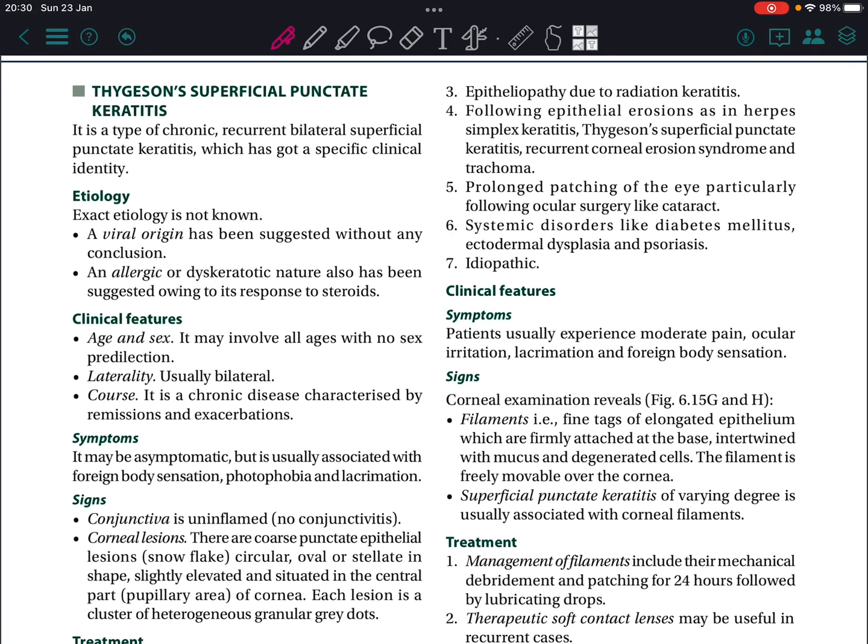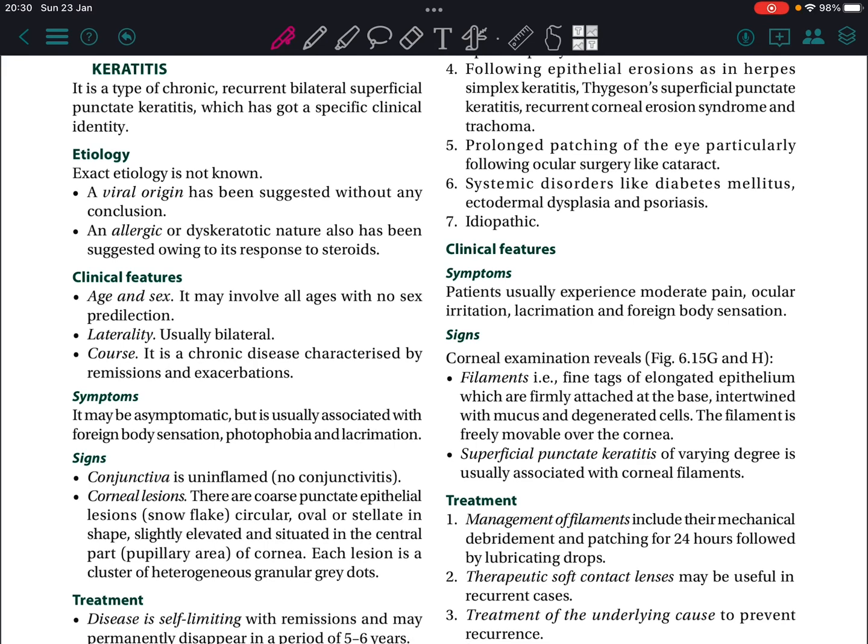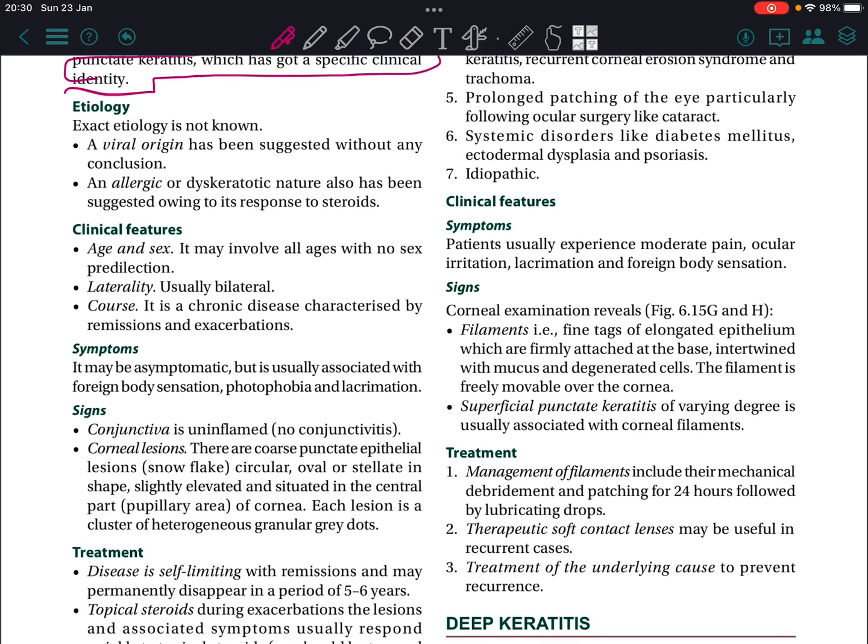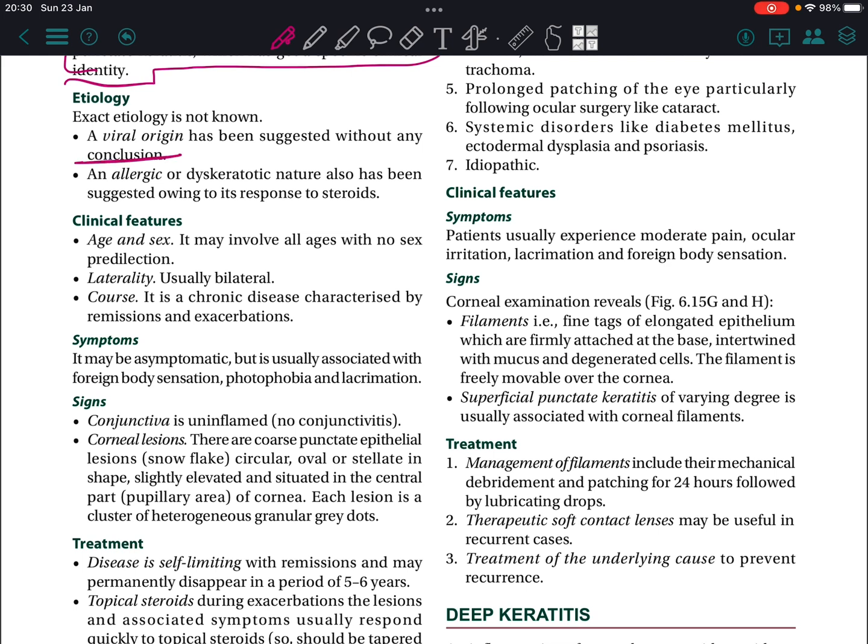Thygeson's superficial punctate keratitis. Recurrent bilateral superficial punctate keratitis, which has got a specific clinical identity. Etiology: exact etiology is not known. Viral origin has been suggested without any conclusion. An allergic or dyskeratotic nature also has been suggested owing to its response to steroids.